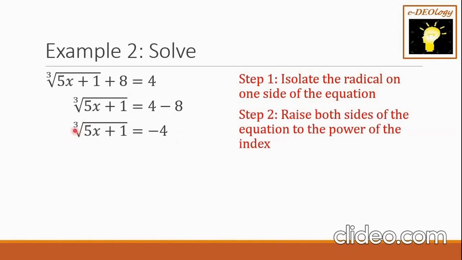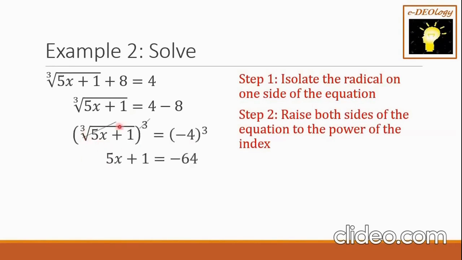Our index here is 3. So we're going to raise both sides by a power of 3. Then cancel the big radical sign along with that power 3. Only the 5x plus 1 comes down here. And on the right side, the negative 4 cubed is simplified into negative 64.